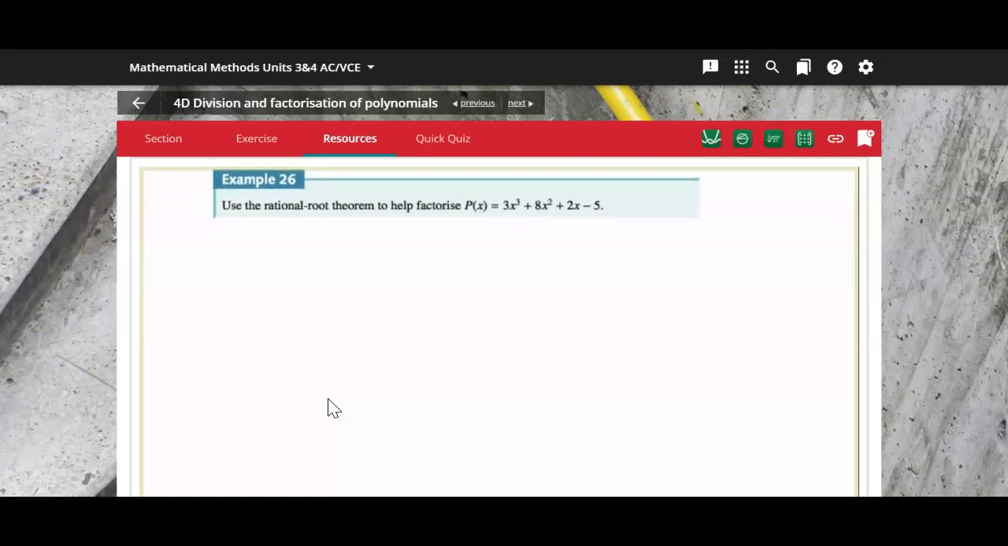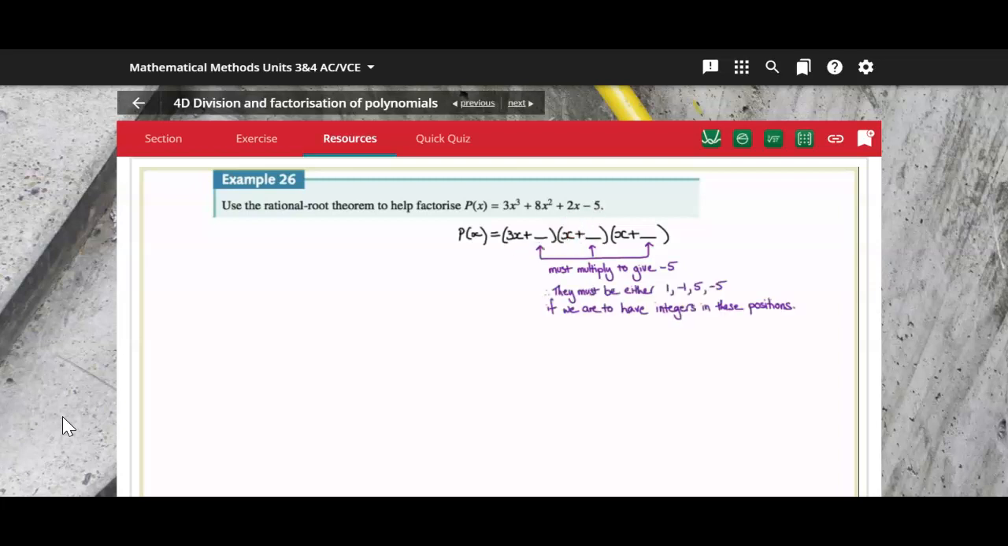The rational root theorem is really around to help us to try and factorize expressions like this one here that may not have a linear factor. So what are we really trying to do here? We're trying to factorize this cubic. So a cubic would have 3 factors that would look like this. If we had integers sitting in these 3 positions here, they must multiply to give the constant that's sitting on the end, which means that what's sitting in these positions must be a combination of 1, -1, 5 and -5 if we're going to have integers in those positions.